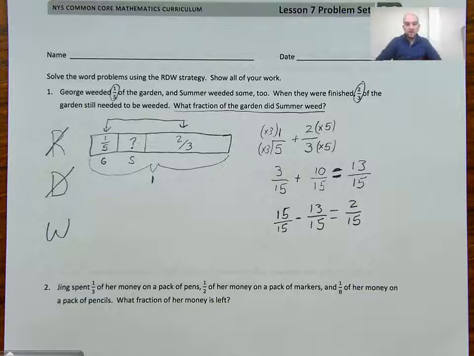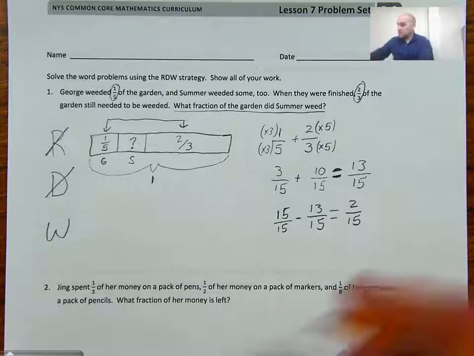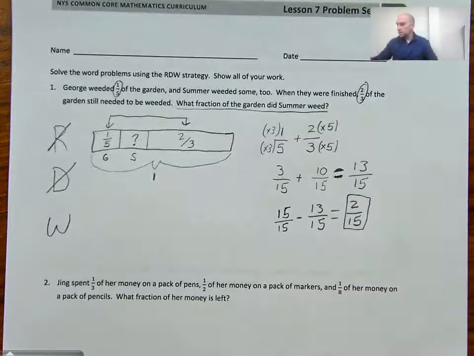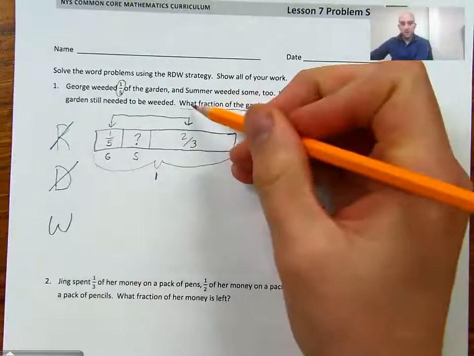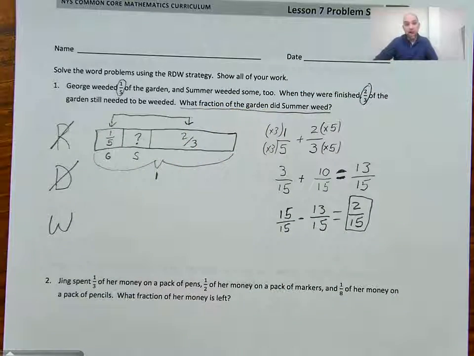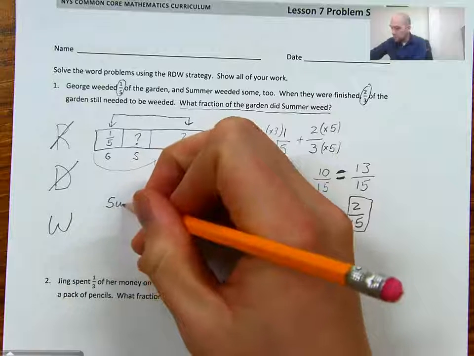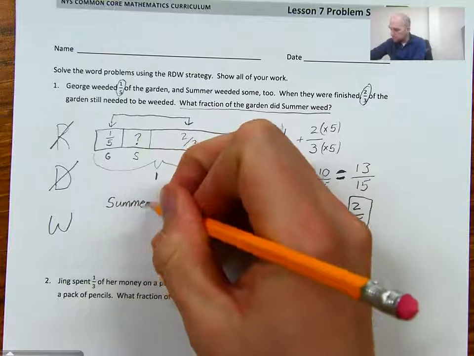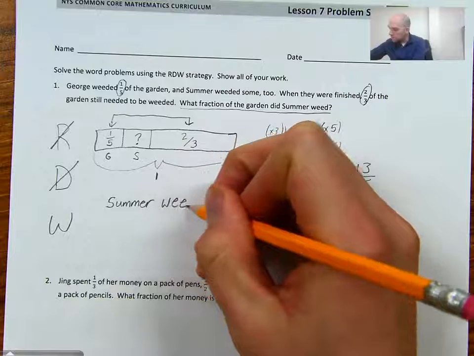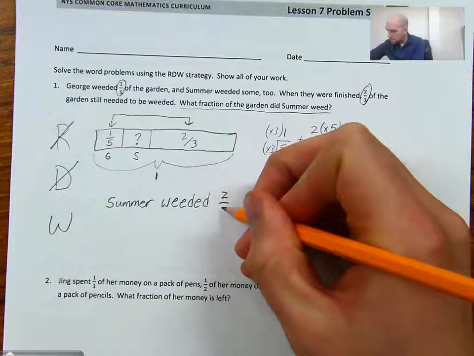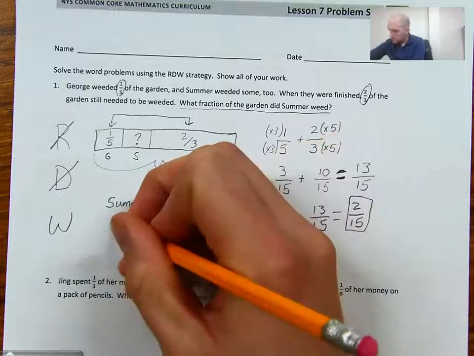And finally, I have the letter W, and W stands for write. I need to take my answer here and put it in written form, in the form of a sentence. Let's go back to what the question's asking us. It says, what fraction of the garden did Summer weed? So I'm going to start by restating that question. Summer weeded 2/15 of the garden.